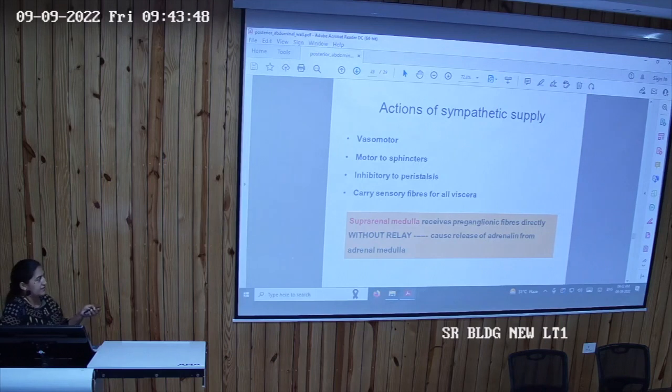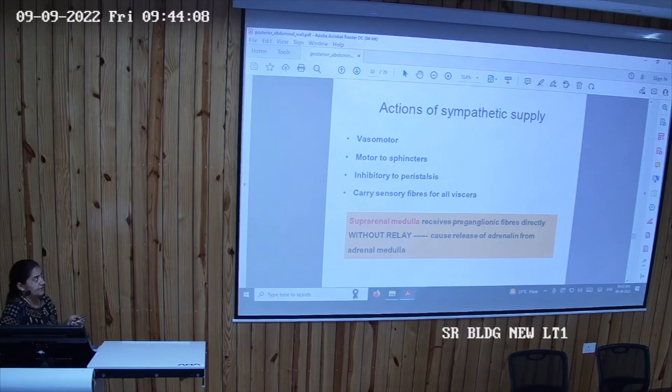Then it carries the sensory fibers to all the viscera. So sympathetic has to carry the sensory fibers. So what would be the action for this? If it is carrying the sensory fibers to the abdominal and the visceral organs, sensations will be decreased.